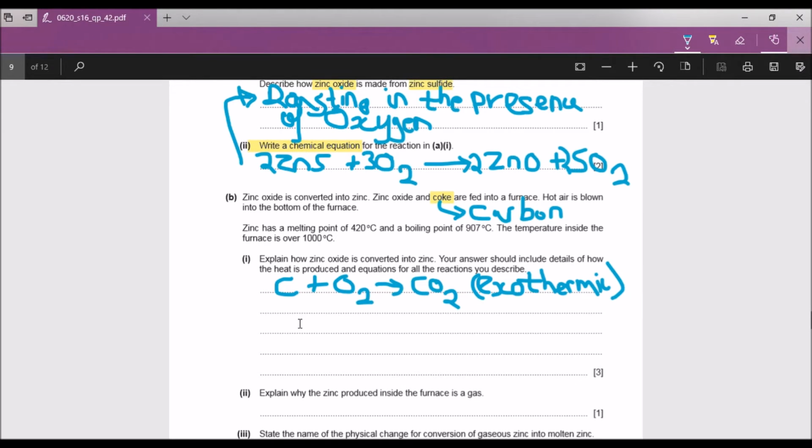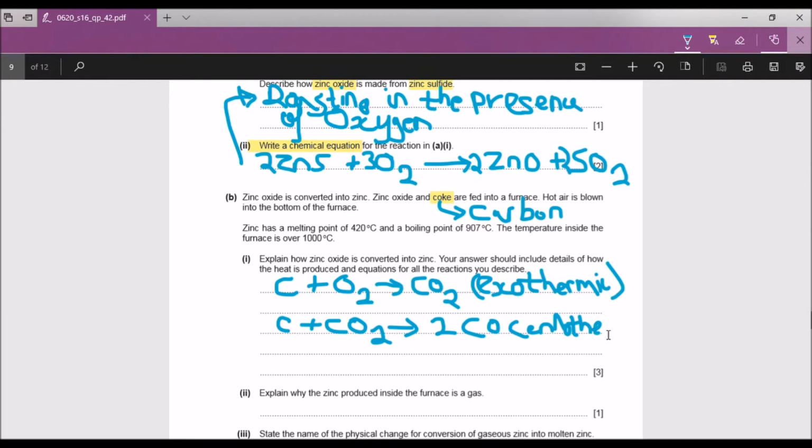And then some of this reacts with the excess carbon. You get some more coke which reacts with carbon dioxide to form carbon monoxide. And this basically reduces the heat a bit more. C plus CO2 gives 2CO. This is a bit endothermic, if I'm not wrong.